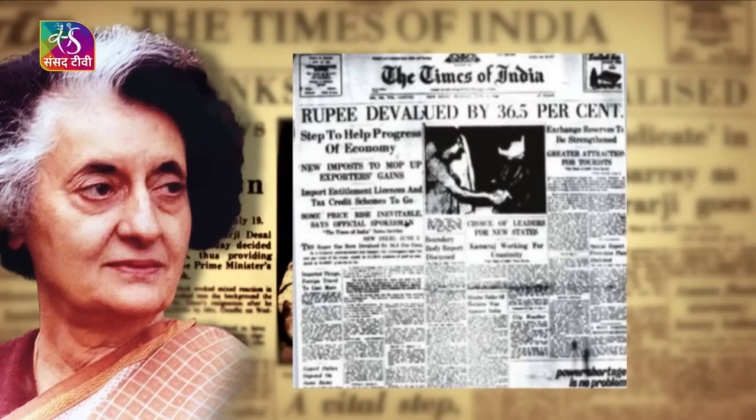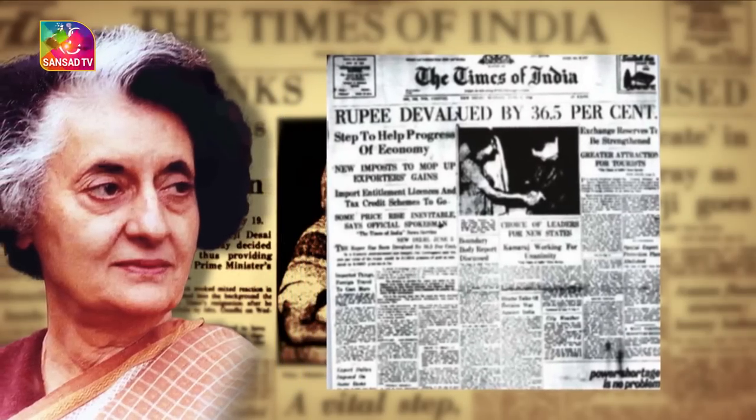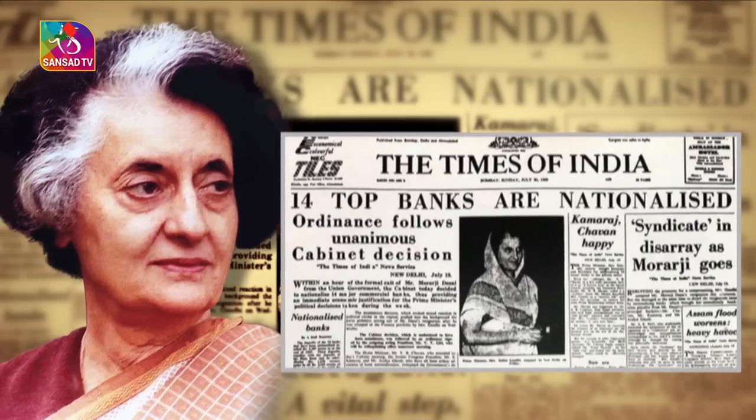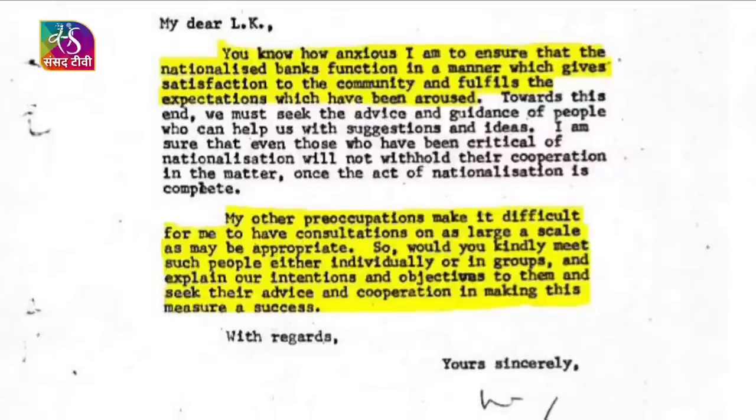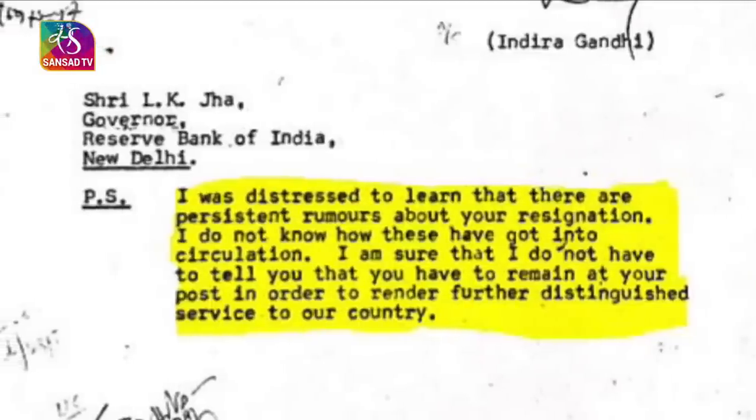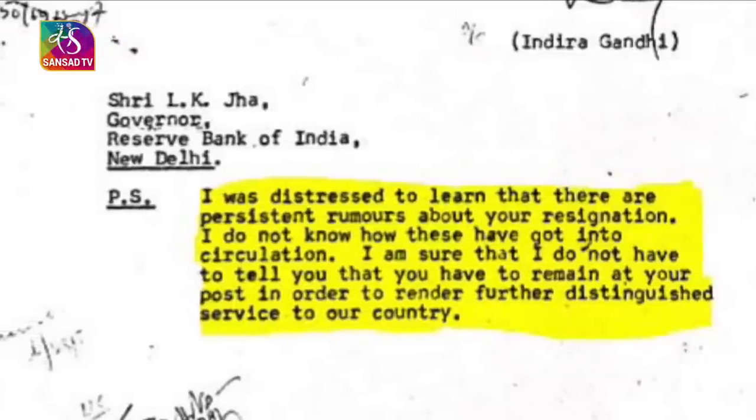The rupee was devalued. More importantly, in 1969, Prime Minister Indira Gandhi nationalized the entire banking system. The excuse was that the banking system only served the purposes of the rich and required to be diverted to the purposes of the poor. In other words, it was done in the name of the poor. And this was very much a part of the growing socialist agenda of the then Prime Minister, who was, of course, fighting opponents within her own party.